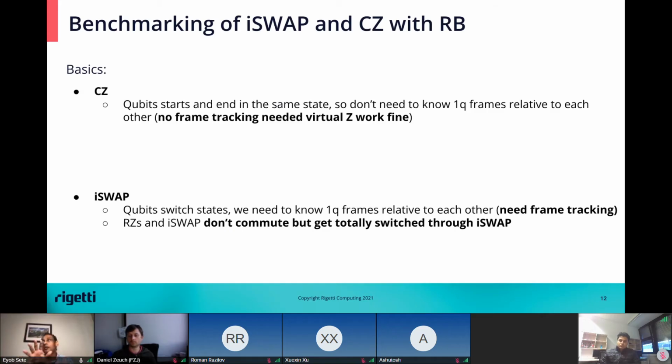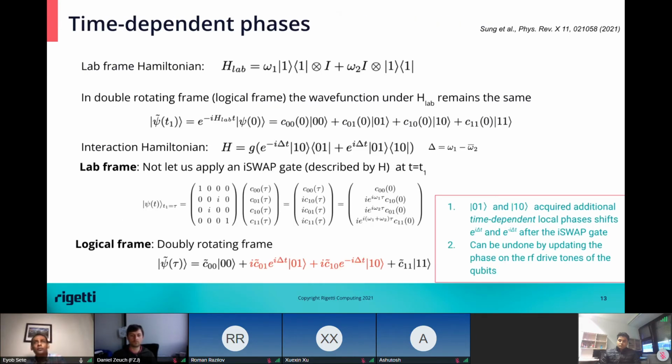So it's important we track these phases and apply them after each iSWAP. Because I cannot apply, after two iSWAPs, these RGs. No, you have to apply the RGs after each iSWAP because they don't commute. So to give you a little bit more detail on these things that I mentioned, the time-dependent phases.